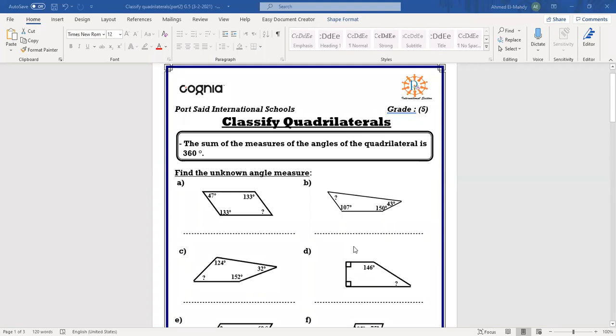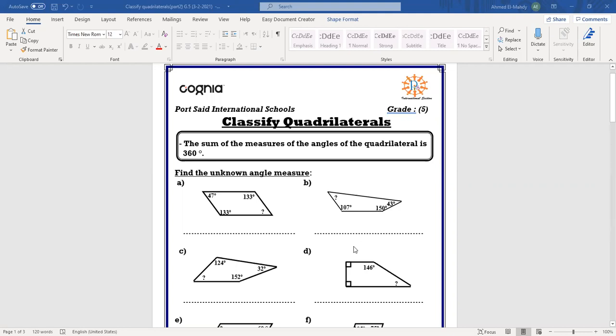The third one is the rhombus. In the rhombus, all its sides are equal in length. It has 4 equal sides, and each 2 opposite angles are equal in measure. And the fourth quadrilateral is the square. In the square, all its sides are equal in length. Also, it has 4 equal sides, and all its angles are equal in measure because it has 4 right angles.